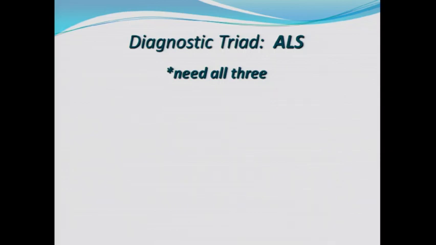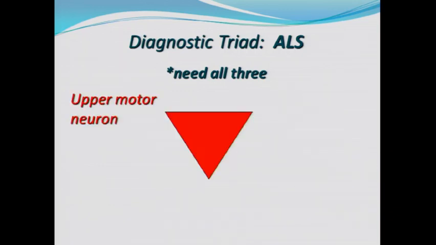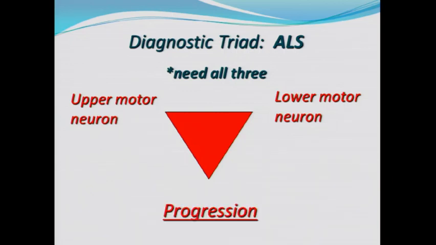So ALS is kind of a unique disease. It's really a clinical diagnosis, and there are 3 things that you need to diagnose ALS. You have to have all 3 of them. One is upper motor neuron involvement, and the second is lower motor neuron involvement. And then a real crucial thing here is progression. So you really have to have all 3 of those to make the clinical diagnosis of ALS.